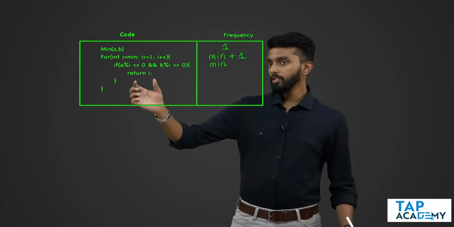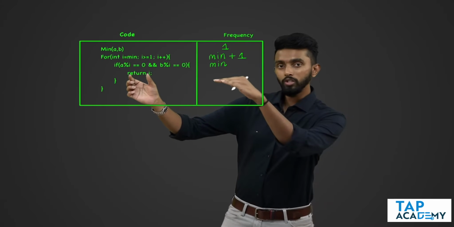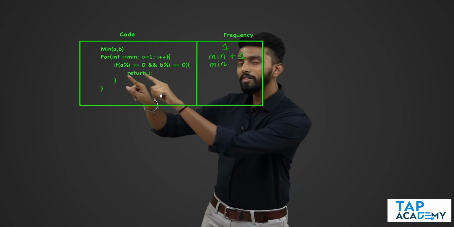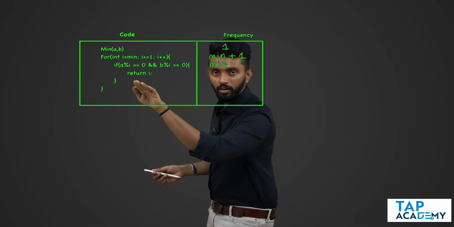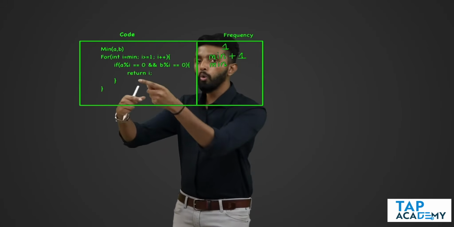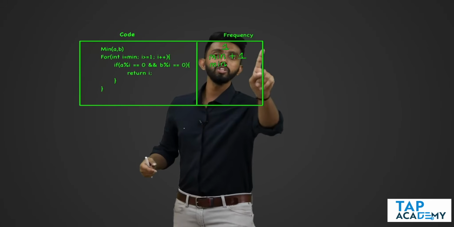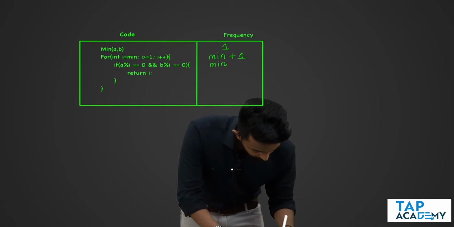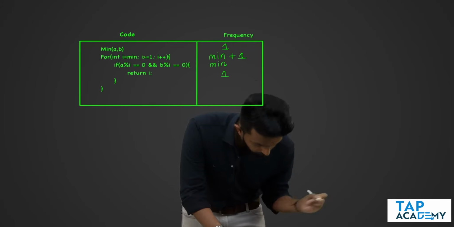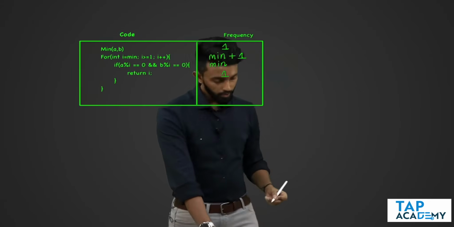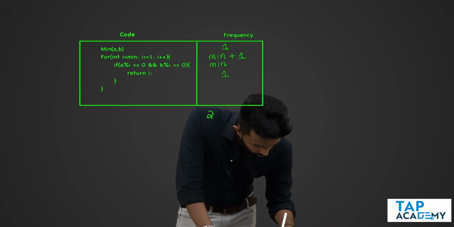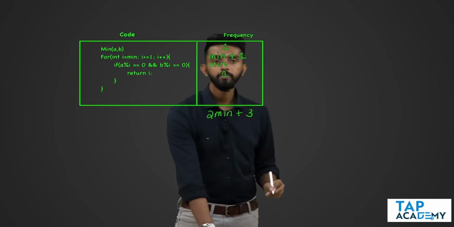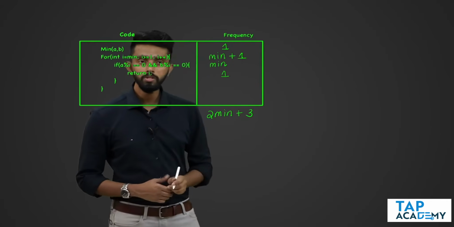And then if you look at this return statement, don't say that it will also execute for min times. No, this return statement will execute only once, because the moment you hit return, control goes outside. So no more looping will happen. How many times will this execute? Just once, which means I can write 1. Would you agree with me? So if you add all the frequencies up, you will get 2 min plus 3. That's what you will get: 1, 2, 3, and 2 minimums are there.